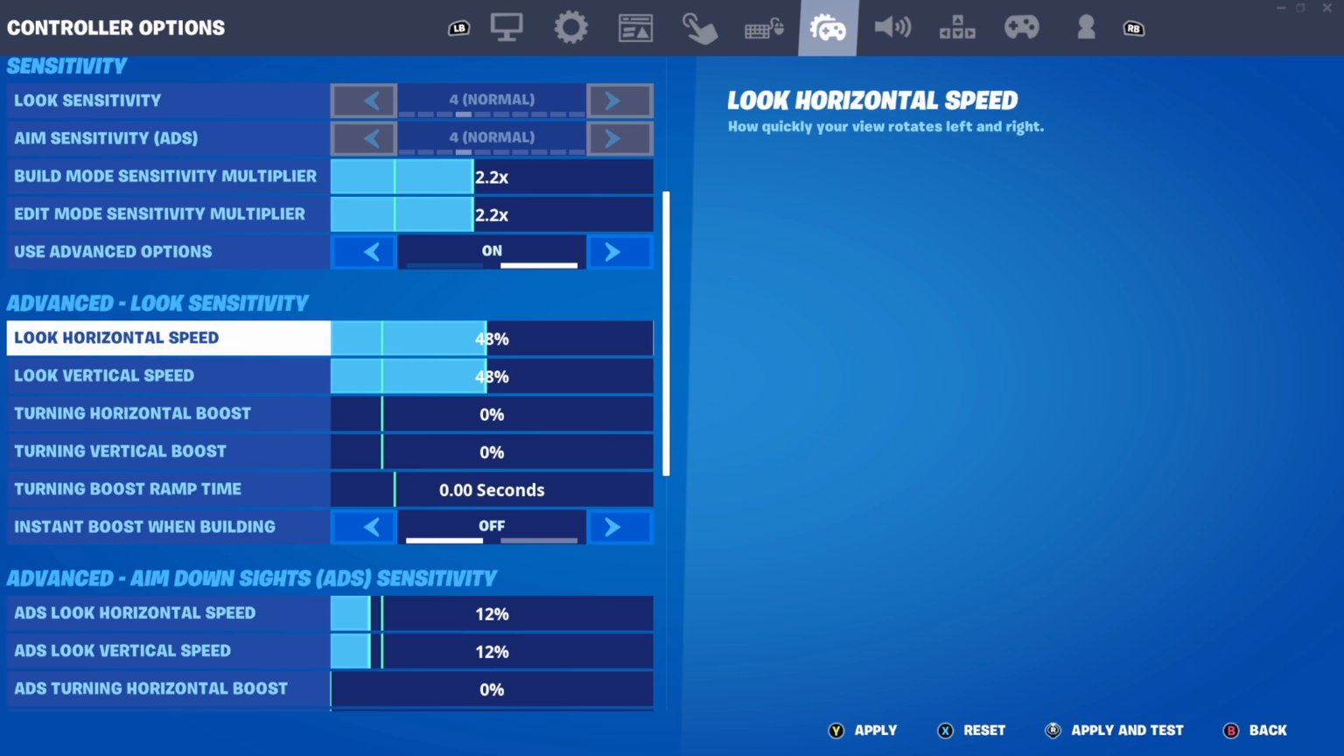So these are what I would consider. Anything above this, I would typically consider a higher sensitivity setting. And I want to show you guys the advantages and disadvantages of these sensitivities.